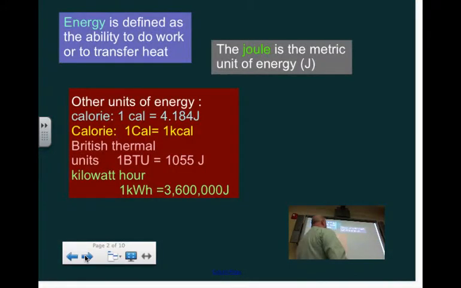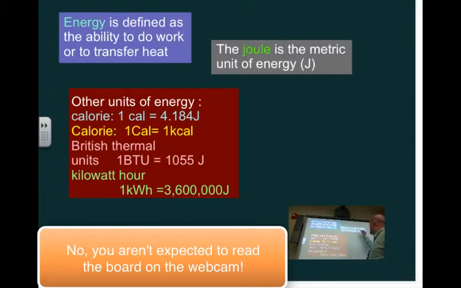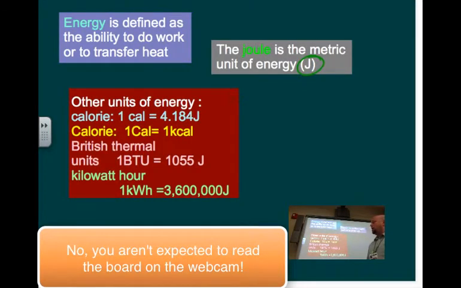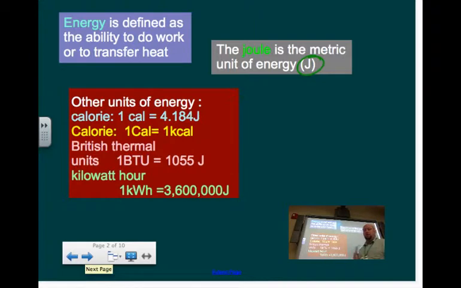So first off, what is energy? Energy is defined as the ability to do work or to transfer heat. Usually in most science classes, we're going to use the joule, okay, as our main unit. But you're going to see energy in a lot of different ways as well. So you can see energy as calories, as kilocalories.